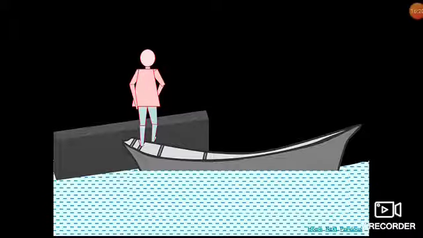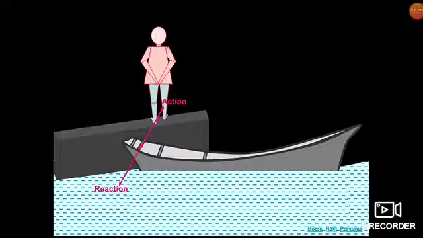Now you can see there is one person who is standing on the board. If he moves in the forward direction, he will apply a force on the board in the backward direction. So this is the action and reaction concept.